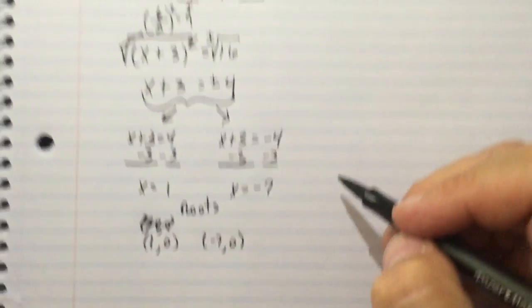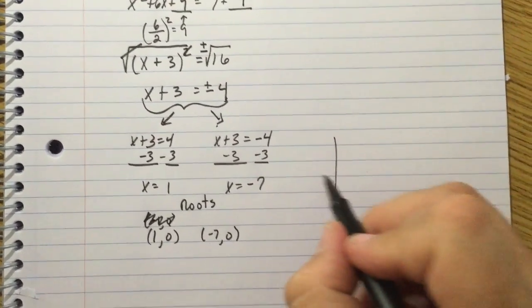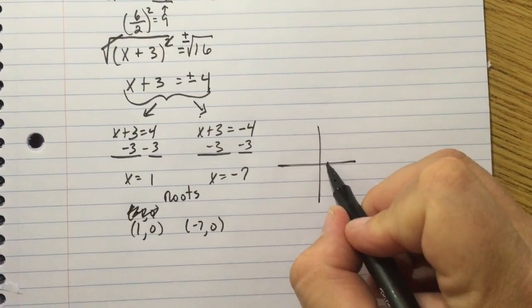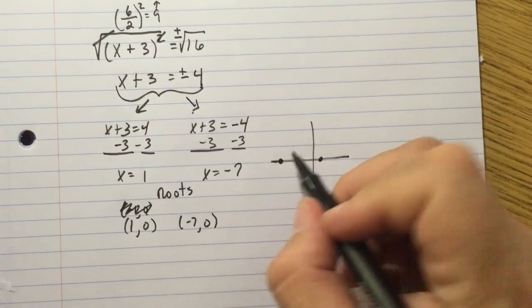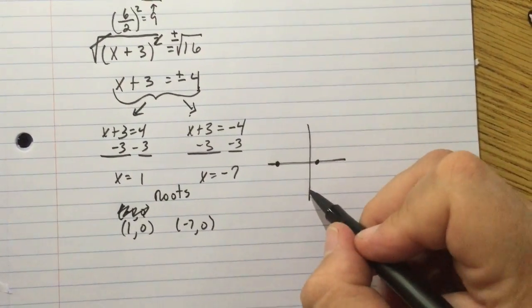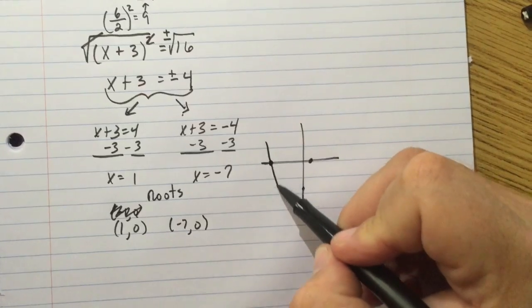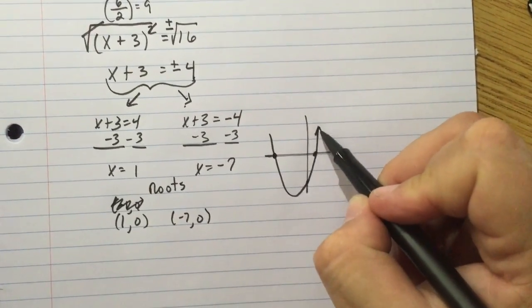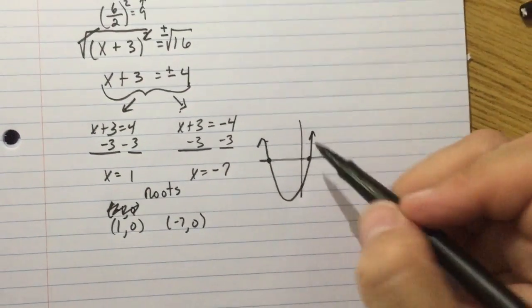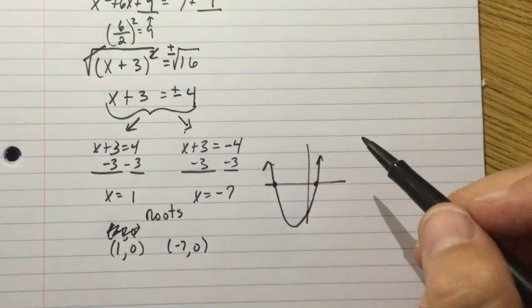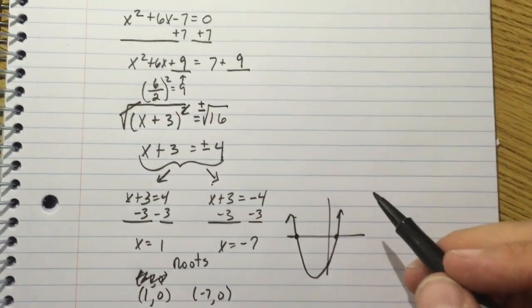So if you were to draw an impromptu graph, it would be somewhere around, let's see, 1 and negative 7. And we know the y-intercept's at negative 7 right here. So it's going to look something like this. Smiley face, open up. Okay? And that is basically how you would do completing the square.